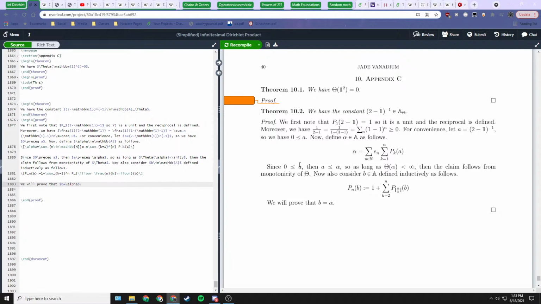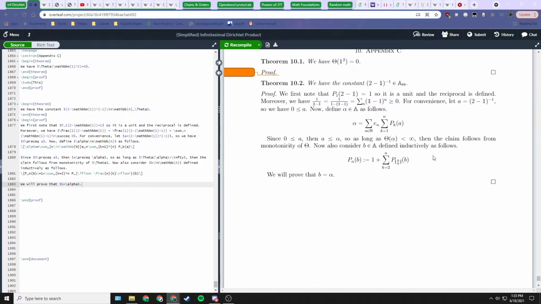Since a is bounded below by 0, then a is also bounded above by alpha, since we just sum up alpha, including up to Pn of alpha. And then we're going to prove that theta alpha is finite. But we're also going to consider b and a defined inductively as follows. So it's defined inductively on the projections, and it's defined this way.